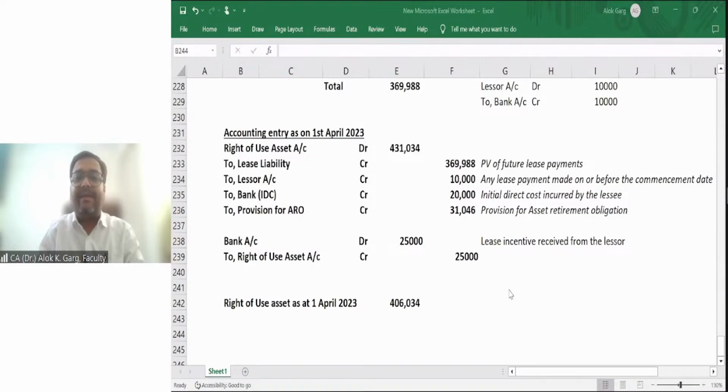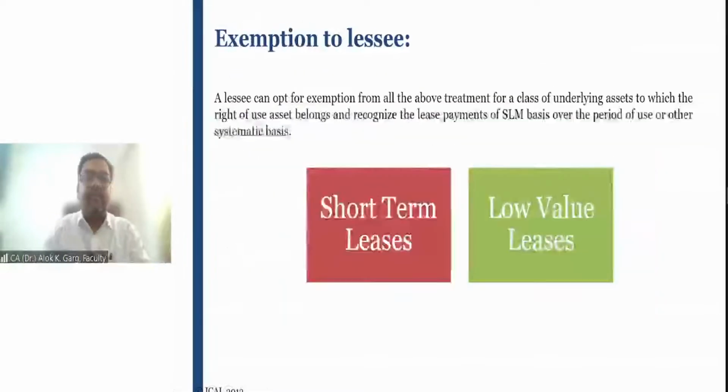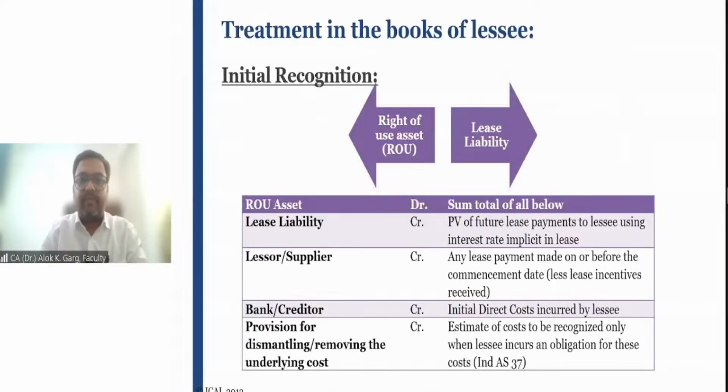Now we will do some practical questions on this right of use asset, right? We discussed that at the time of initial recognition, right of use asset needs to be created, and lease liability needs to be created. So right of use asset needs to be debited, right? Sum total of below. Credit is lease liability. Lease liability means present value of future lease payment.